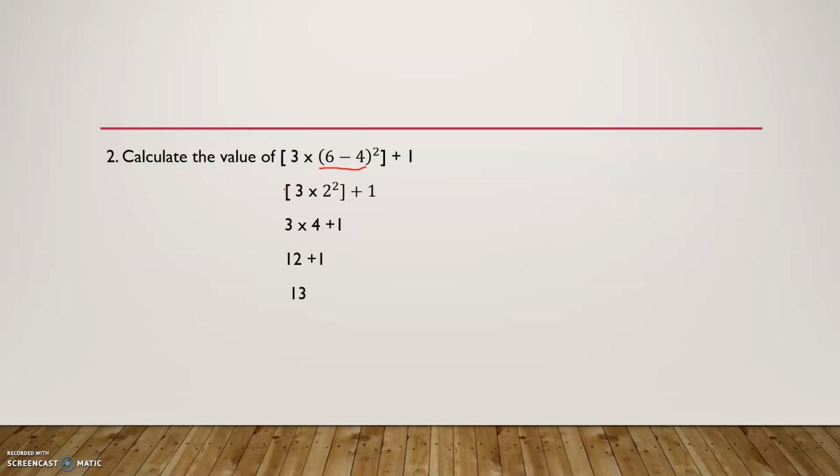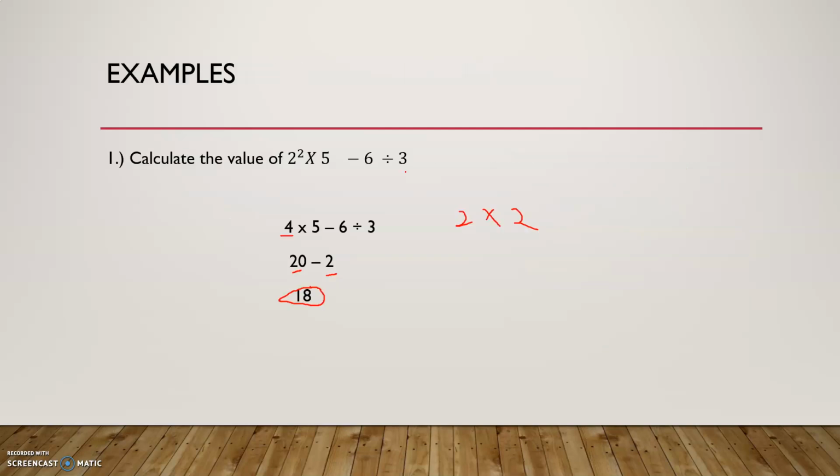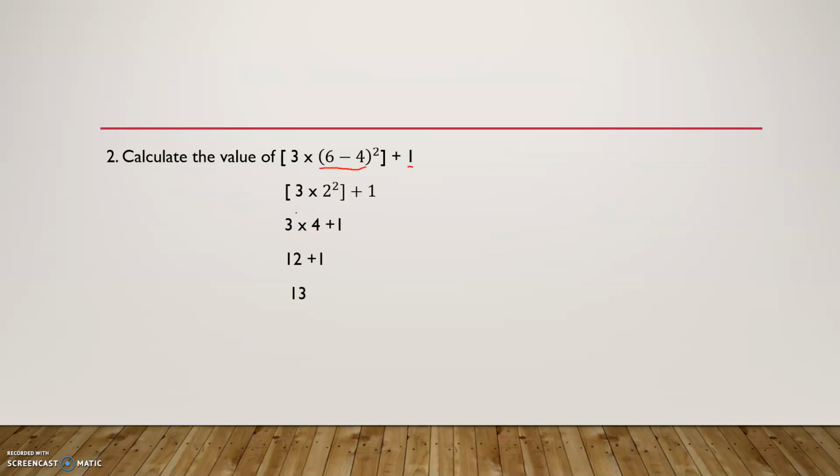So we put the outer bracket, and then 3 times, and then we work out the inner bracket. So 6 minus 4 would be 2, squared, and then we finish with the outer bracket plus 1. Now, the next operation would be power or indices. So we have 2 squared, and we work out this one.